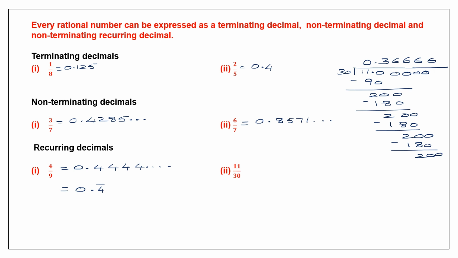36's are 180. As you can see, this is a non-terminating decimal. It goes on and on. I get 200 and 180, 200 and 180, 200 and 180. So it goes on and on.